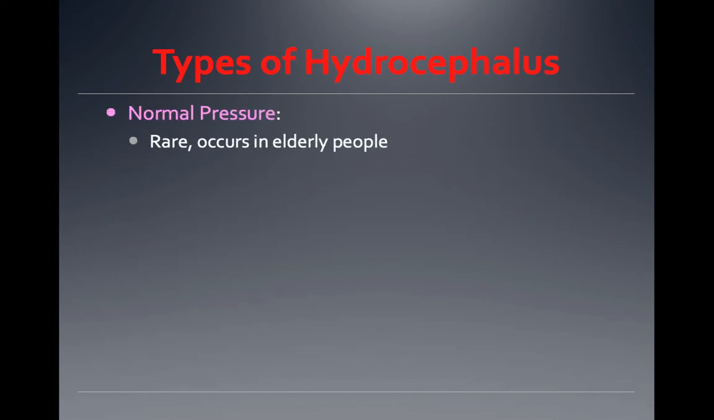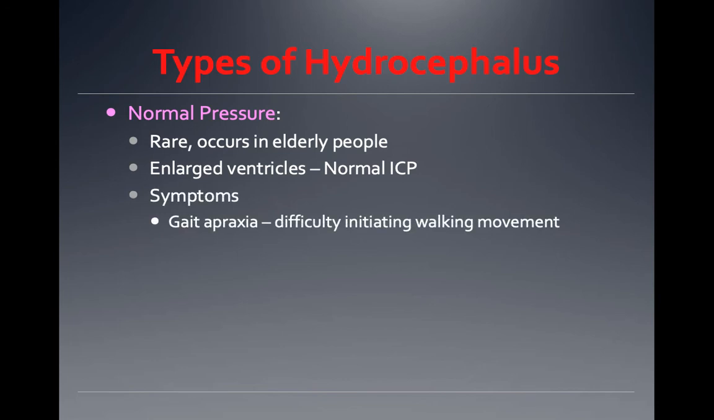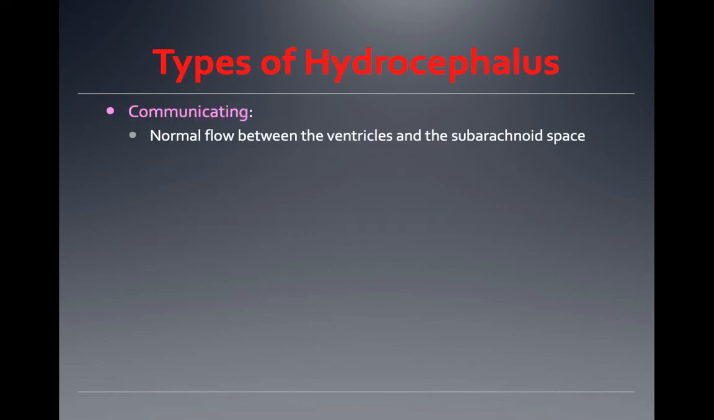So with normal pressure, remember I told you this occurs in the elderly. It's pretty rare. They have enlarged ventricles, but the pressure is normal. And the symptoms, one of them is gait apraxia, and this is difficulty not in walking itself, but actually getting up and initiating the actual walking movements. Once they get it going, they seem to be okay. However, dementia can be caused by this, and then incontinence. The cause is not actually known.